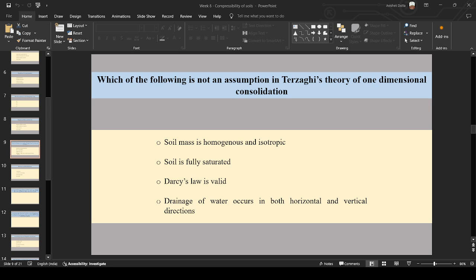Which of the following is not an assumption in Terzaghi's theory of one-dimensional consolidation? The options are: soil mass is homogeneous and isotropic; option 2, soil is fully saturated; option 3, Darcy's law is valid; or option 4, drainage of water occurs in both horizontal and vertical directions.